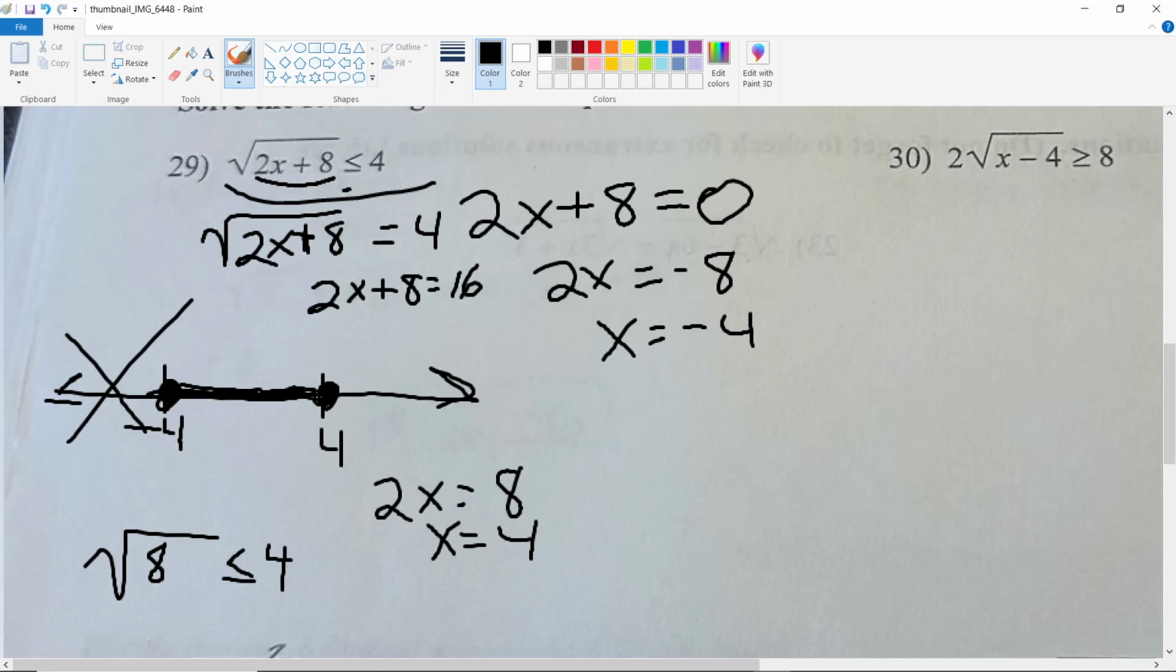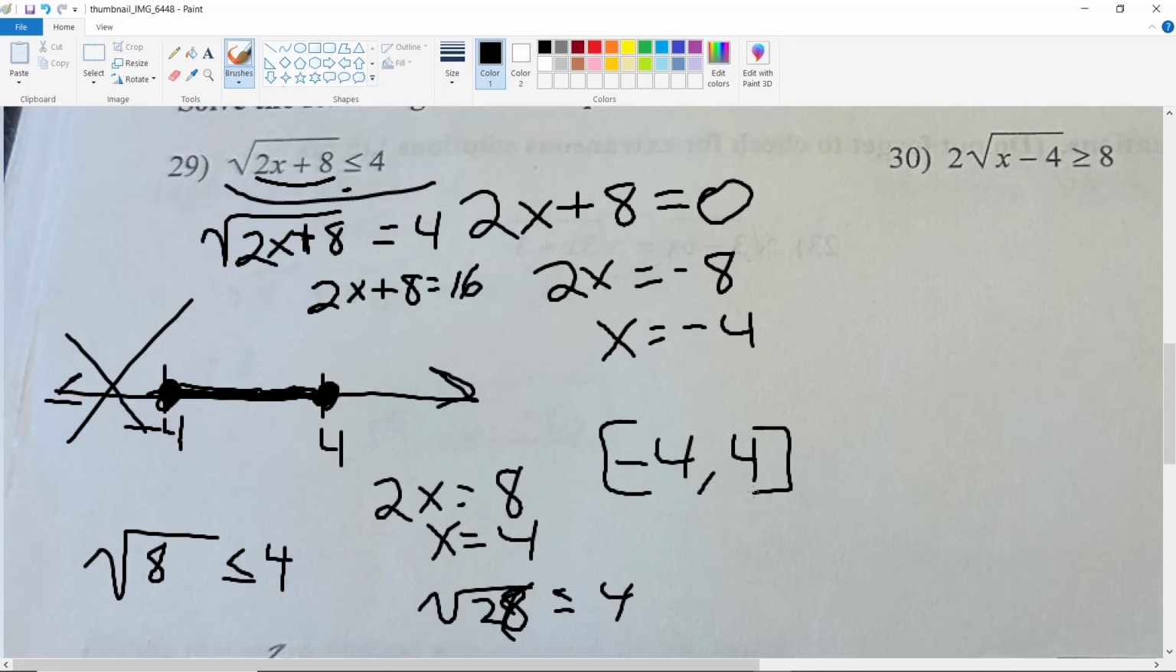Let me check to the right, just to be complete. I'll try 10. 2 times 10 is 20, plus 8. Square root of 28, is it less than or equal to 4? Well, square root of 25 is 5. It's already bigger than 4. Square root of 28 is bigger than 5. So no, it's not. So anything to the right of 4 isn't included. And I can write this in interval notation, negative 4, 4.